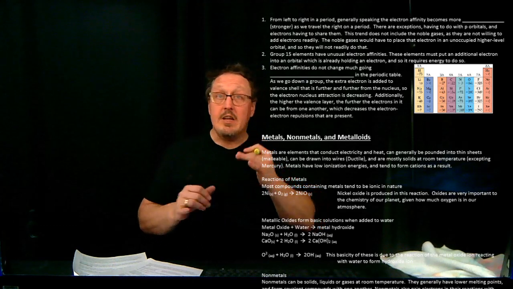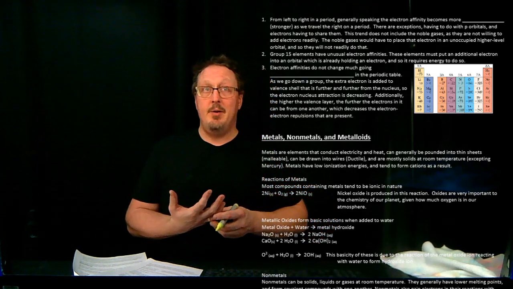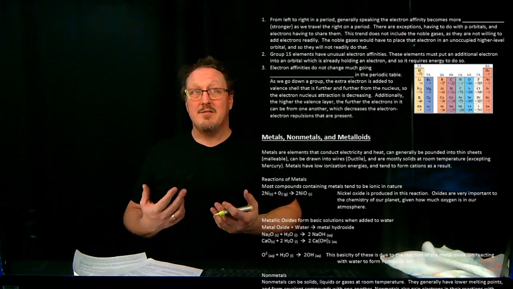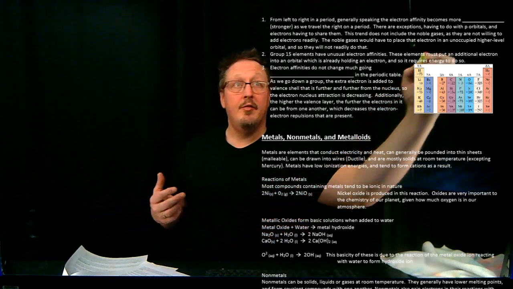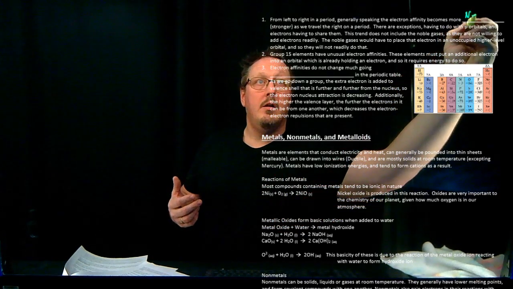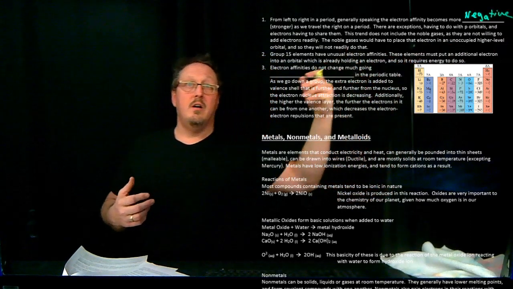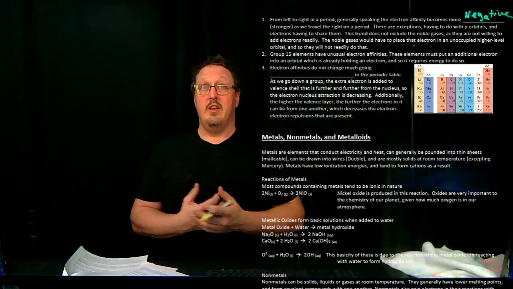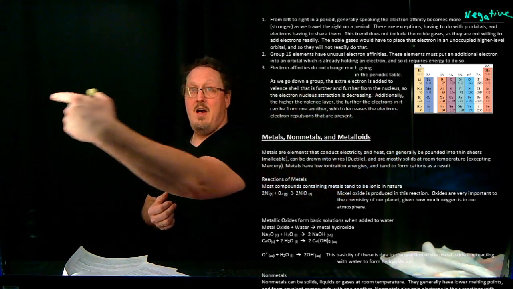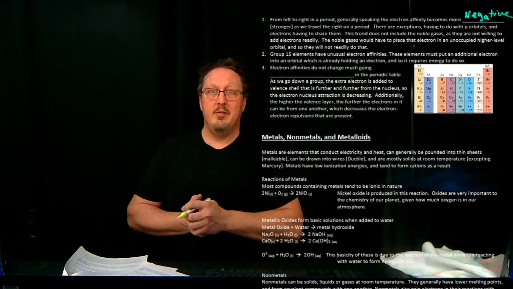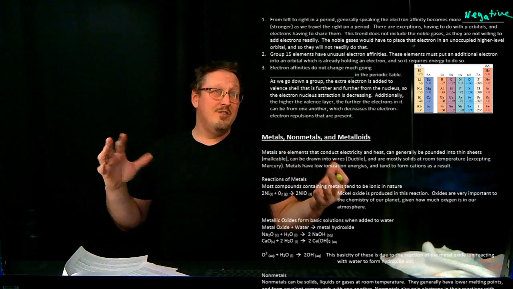In the trends for electron affinity, when we look from left to right in a period, generally speaking, the electron affinity becomes more negative. That is, more energy is released, and it's a stronger electron affinity as we travel to the right along a period. So starting over here and working that way on the periodic table, we see a more negative value, generally speaking.